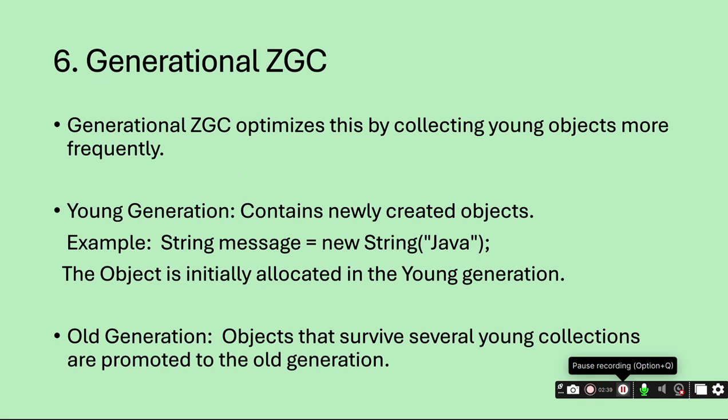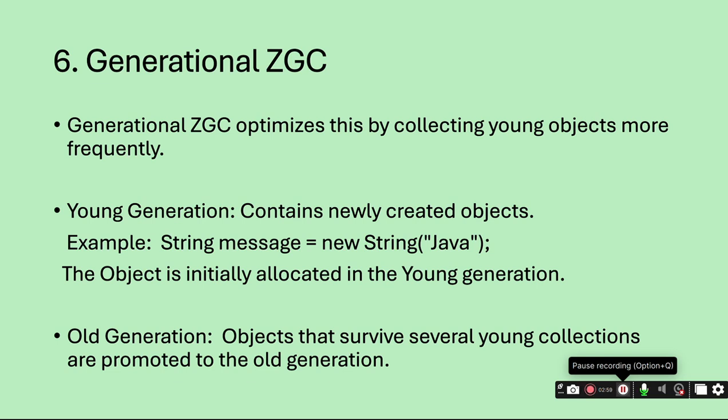Young generation contains newly created objects. For example, String message equals new String("Java"). This object is initially allocated in the young generation. Okay, so what is the old generation? Objects that survive several young collections are promoted to the old generation.